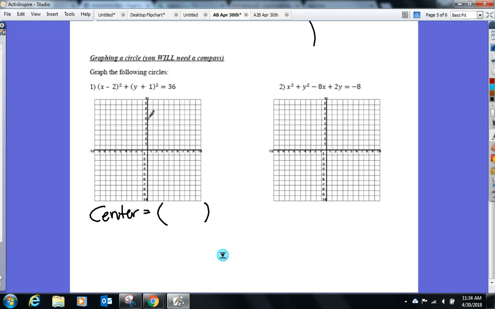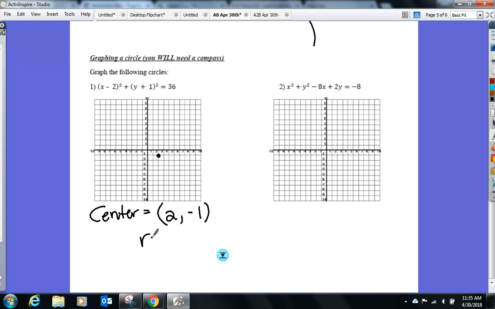What's in for h? 2. And how did this become plus 1? By plugging in a negative number, -1. So go ahead, everyone, plot (2, -1). Plot that. What else do you know about this circle that might help us out? The radius is not 36, but 6.